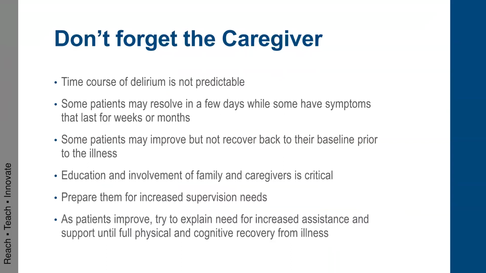So it will be important for caregivers to be involved and be available and to assist them with their needs for the next several weeks after discharge home until they feel as though they have normalized. So as patients improve, try to explain that need for increased assistance and support until the patient has a full physical and cognitive recovery from their illness.